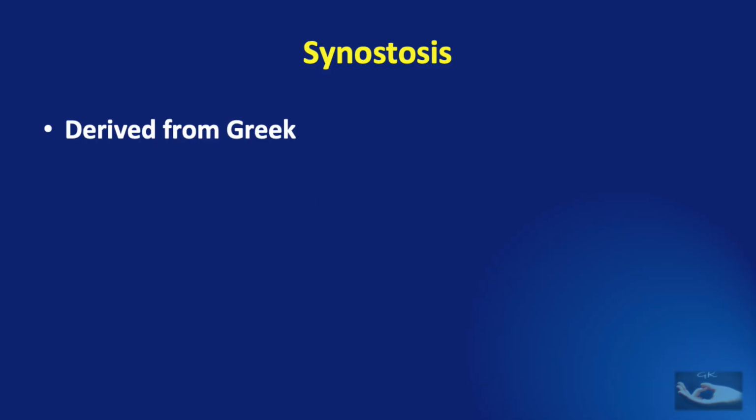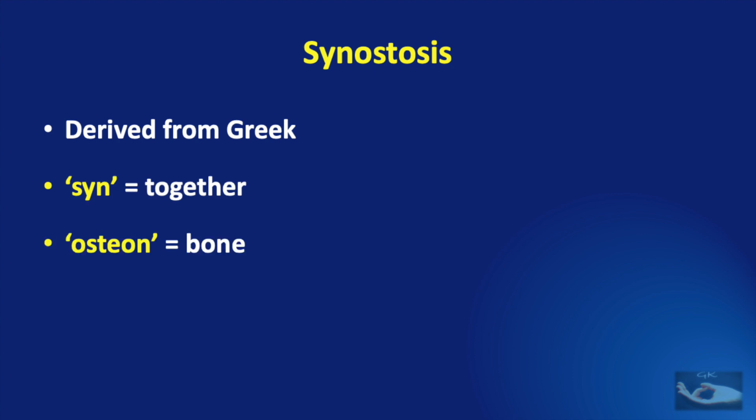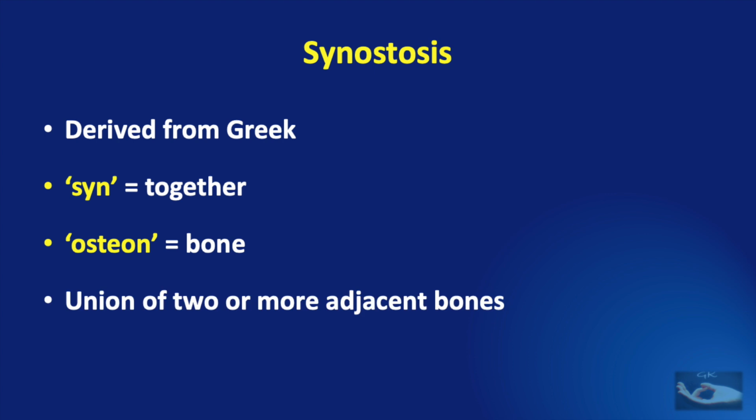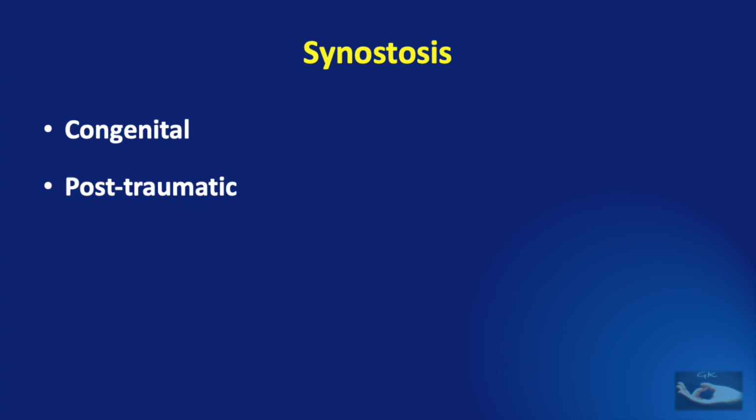Synostosis is a word that is derived from Greek, where syn means together and osteon refers to bone. So synostosis basically means union of two or more adjacent bones. This condition could occur either as a congenital problem or after trauma. In this video we shall be talking about the congenital synostosis.